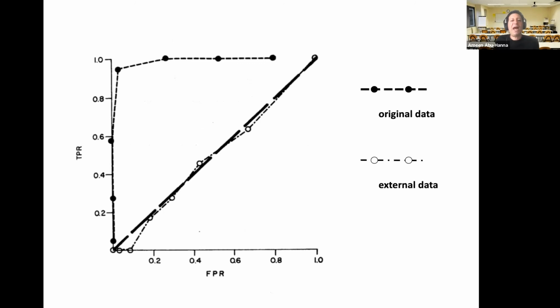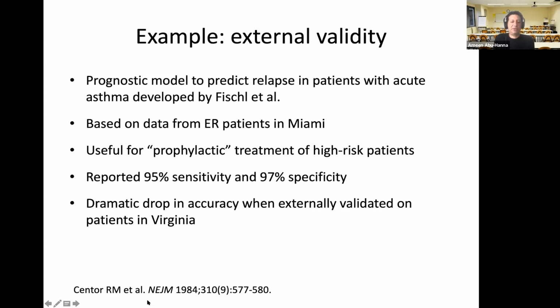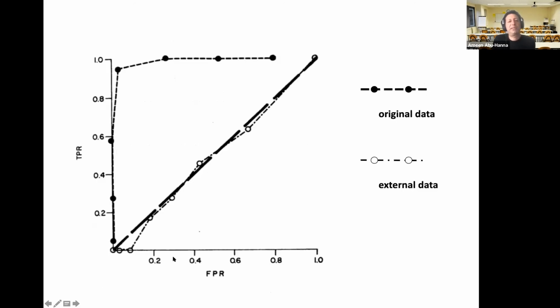We have a model that has been published. I think it is NEJM, the New England Journal of Medicine, a very well-respected journal, and there was a paper about the model that was fit in one setting. So these are the original values of sensitivity and specificity, and the AUC was very high. You see, it's a very nice curve. The area under it is very high.